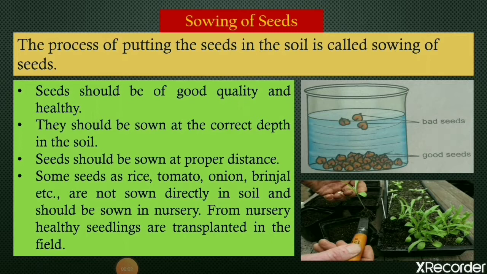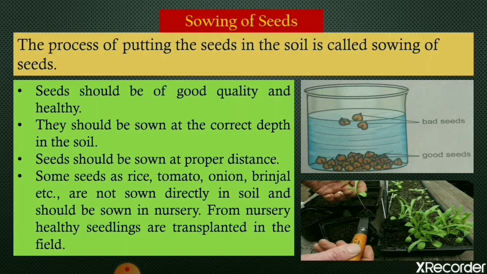So next process after the preparation of soil, the next step in agricultural practices, is sowing of seeds. So when the soil is prepared, what do farmers do? They sow the seeds in the soil. So the process of putting the seeds in the soil is called sowing of seeds.